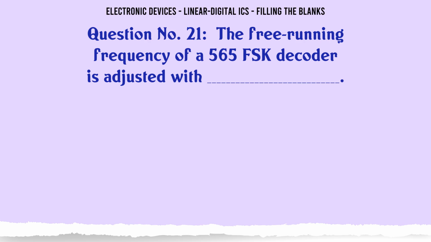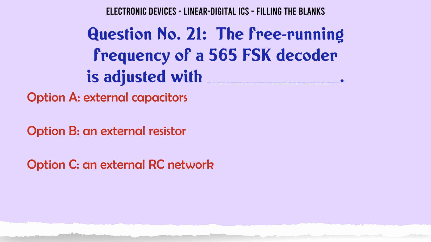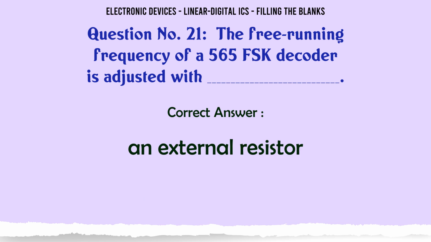The free running frequency of a 565 FSK decoder is adjusted with: A, external capacitors; B, an external resistor; C, an external RC network; D, an internal clock. The correct answer is an external resistor.